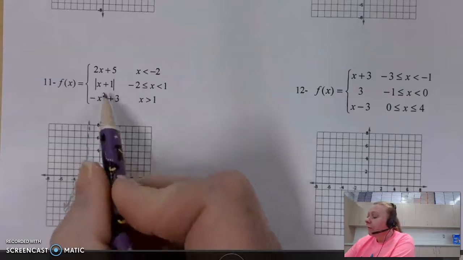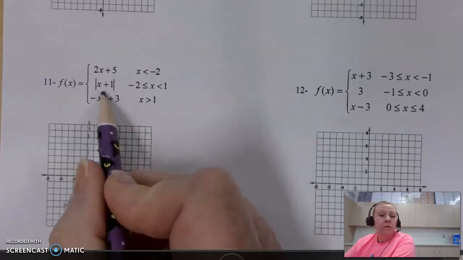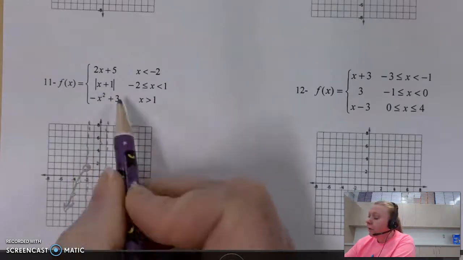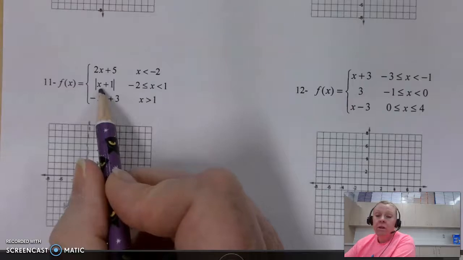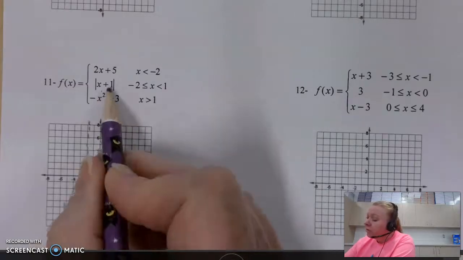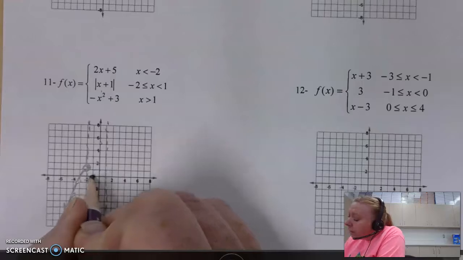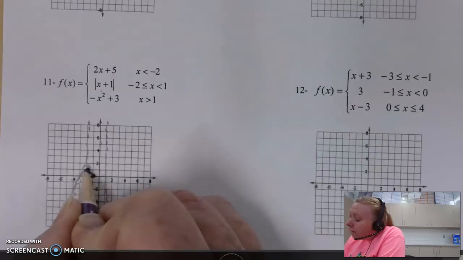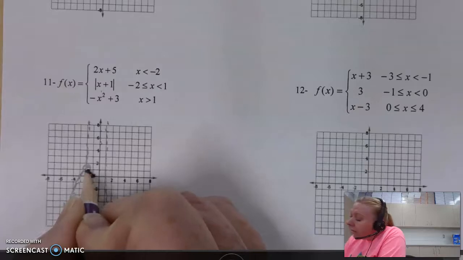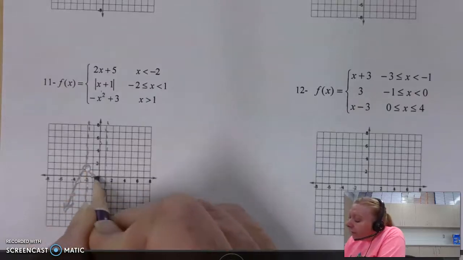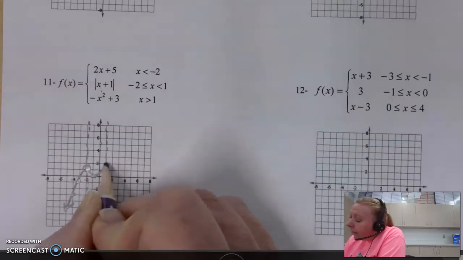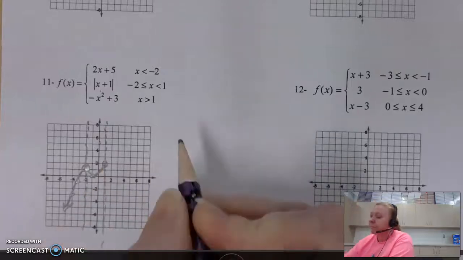Now I'm going to graph in between -2 and 1 an absolute value function. So instead of starting at 0, it says shift it to the left 1 and draw your V. And it says have a closed dot for that one and an open dot on that side.